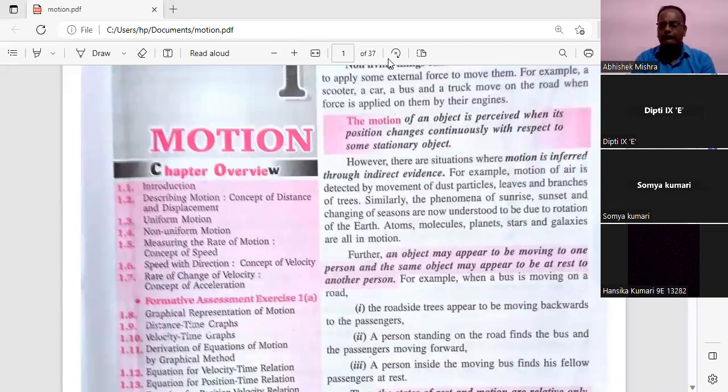So let us have an overview of the chapter, because the chapter is completed, and in our next classes we will be doing the numericals also. So let me ask the questions, and whosoever wants to answer it will raise your hand and I will unmute you. First of all, what do you mean by a motion of an object?